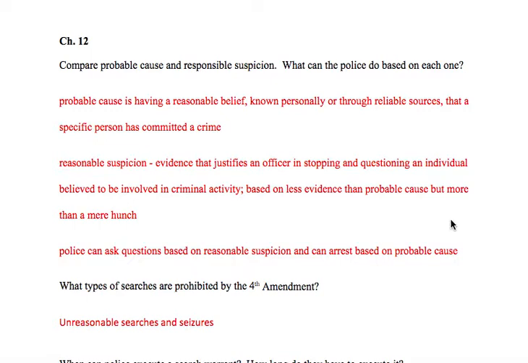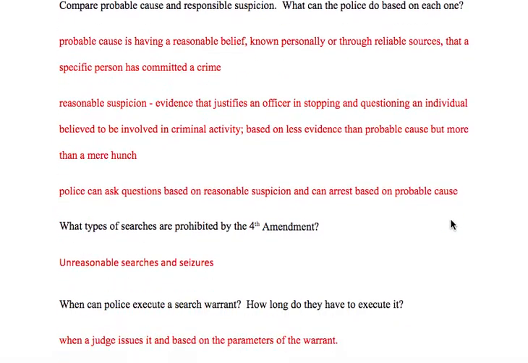Police need probable cause to detain you and then arrest you. Reasonable suspicion is evidence that justifies an officer in stopping and questioning. So hey, something shady was going on around this area, might be some criminal activity, and there's some reasonable suspicion that maybe they were involved, you can question, but it's less evidence than probable cause. And that reasonable suspicion is what students are under at school. Police can ask questions based on reasonable suspicion and can arrest based on probable cause.